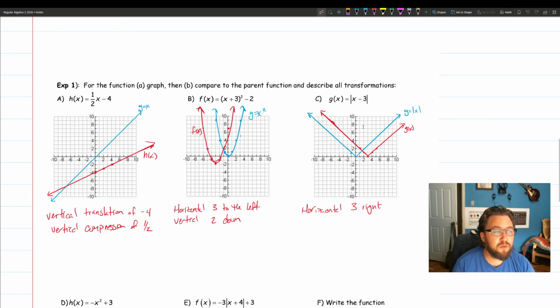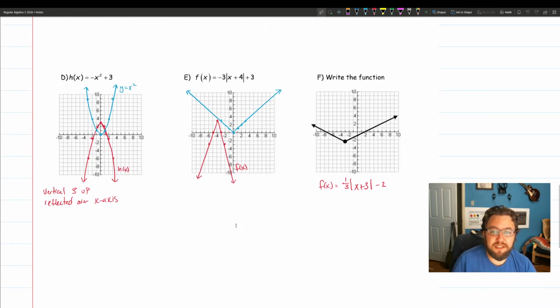For c, we have an absolute value. We do not have an a value, so there's no compression, no change there. And my k value is 0. Our h is going to be -3, which means we're moving to the right 3 spaces. So it's just this V shape moved over 3.